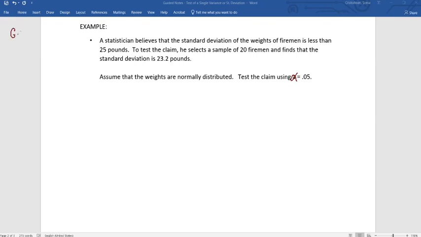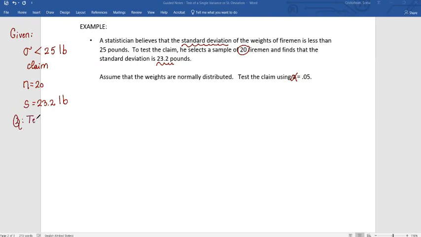So we have the given information, which is not a lot. We are doing a test for the standard deviation. What's given is that the standard deviation is believed to be less than 25 pounds, and this is the claim. He selects a sample, so n equals 20, and he finds that from the sample, S is 23.2 pounds. That's sufficient to answer the question or test his claim.